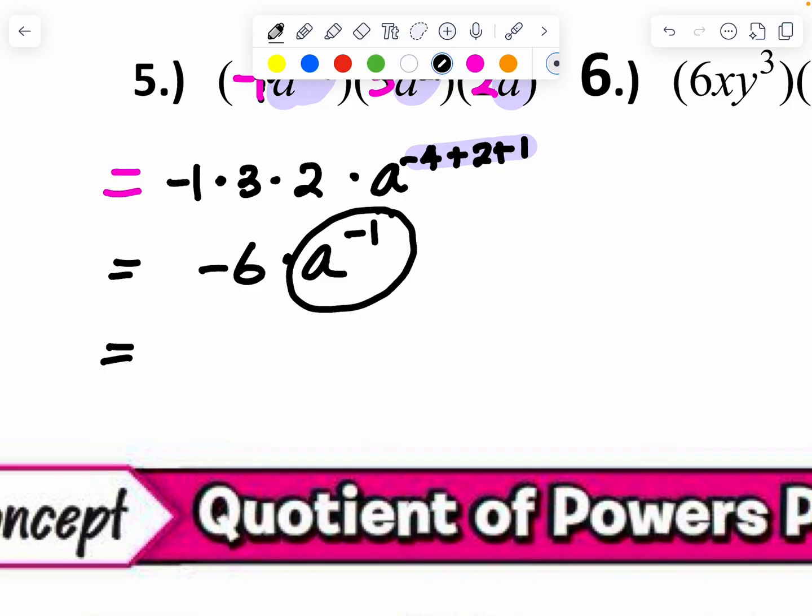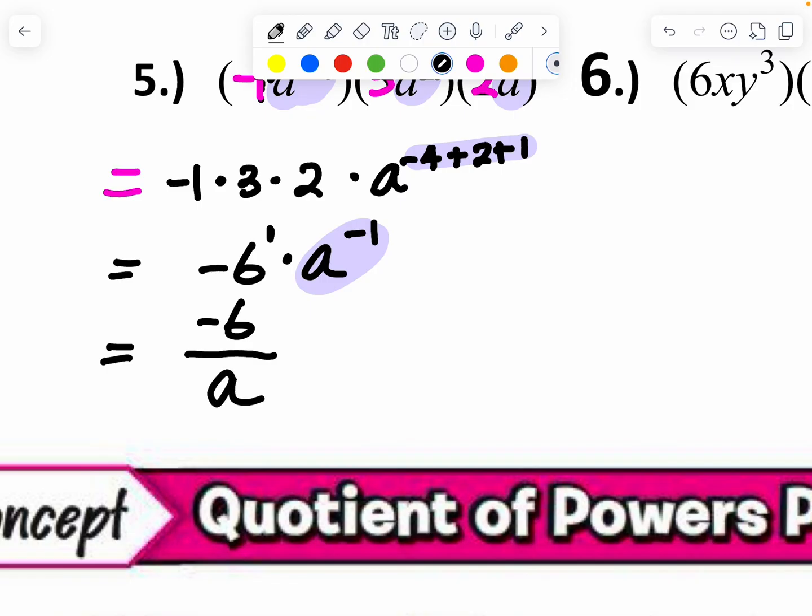We want to turn it into a positive exponent. And again, only a is raised to the power of negative 1. So to turn that into a positive, remember, you got to bring it down. Negative 6 stays on the top because it's got a power of 1, and then a comes down. So that's your final answer right there.